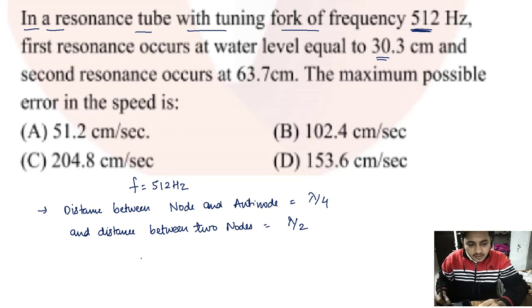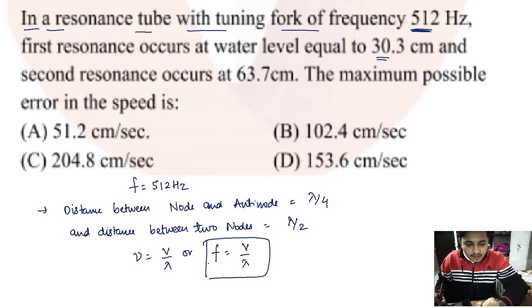And we all know the relation, that is mu is equals to v by lambda. Instead of mu we can write f, because mu represents the frequency. So this can be written as f is equals to v upon lambda. So these are the three concepts that we have to know to solve this type of question.